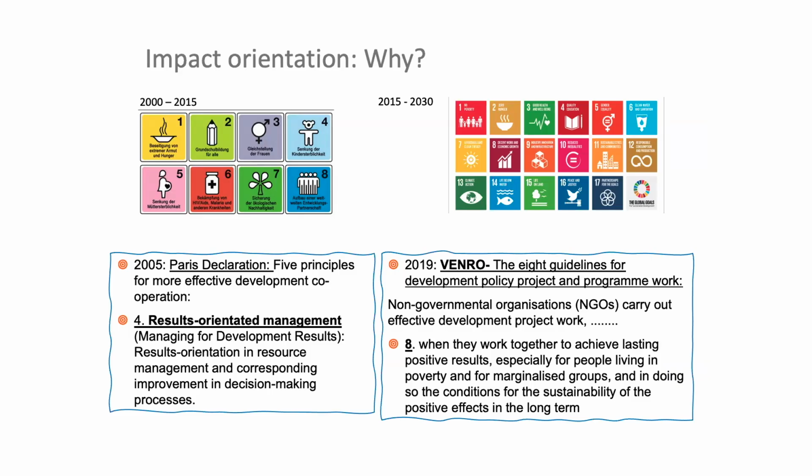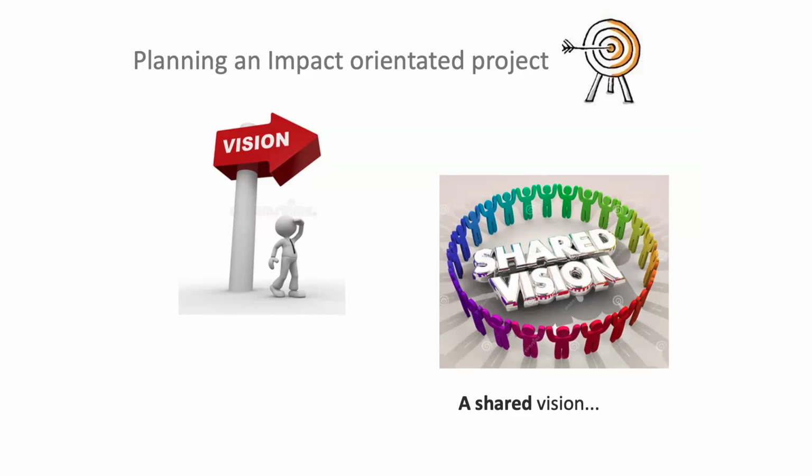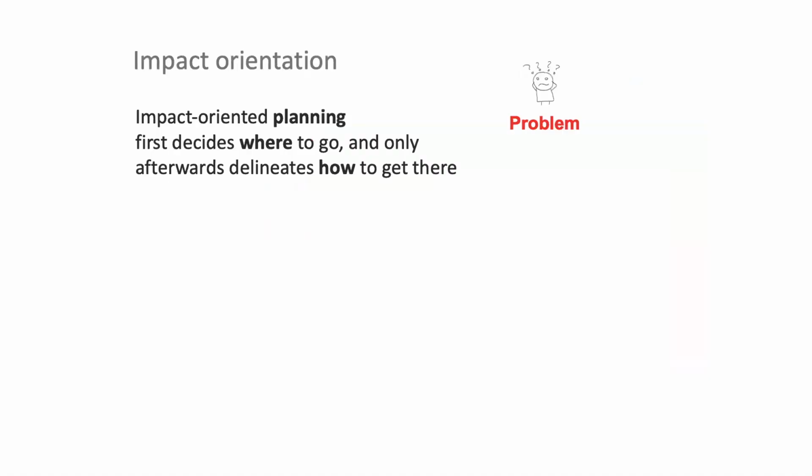What is now really new when we come to an impact-oriented planning approach? As with any other project, a situation analysis needs to be carried out in the very beginning, either focusing on problems to be solved or on untapped potentials. The starting point is that all relevant stakeholders for this future project come together and develop a shared vision. So, meaning that they decide together where to go, and only afterwards they define how to get there.